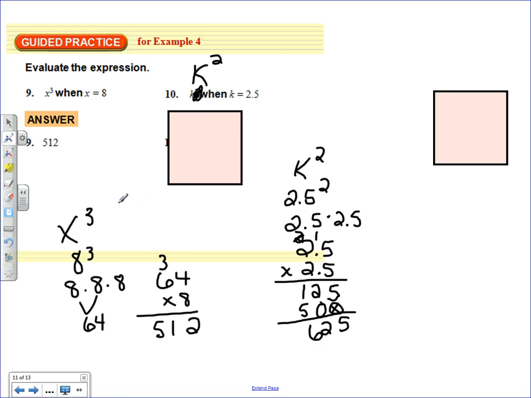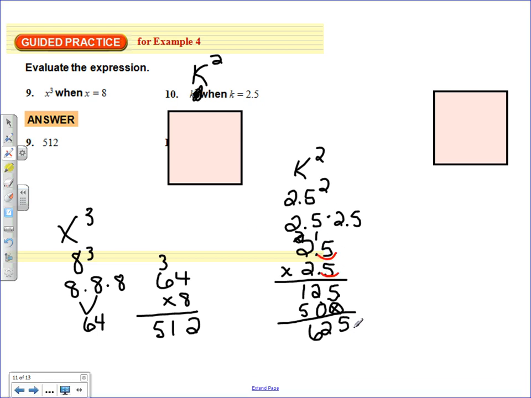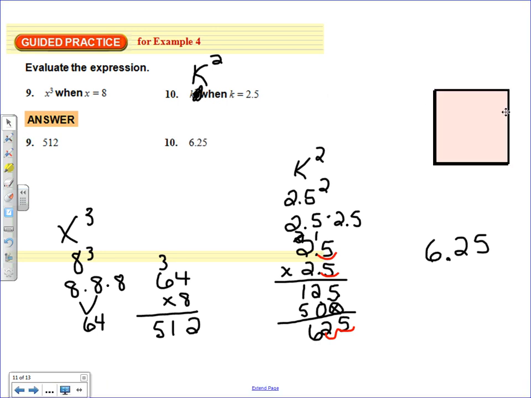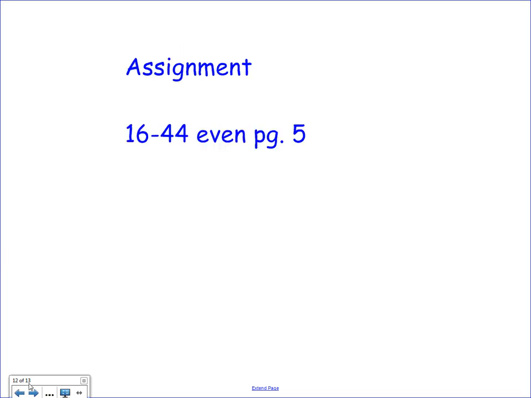If we look at our problem, I'll try and grab a different color here, we have 1, 2 decimal places. So we need 1, 2 decimal places in our answer. So our final answer should be 6.25. We're going to double check our work here to make sure we didn't make any mistakes, and we did get the correct answer. So your assignment is 16 through 44, even problems only, 16, 18, 20, and so on till you reach problem 44.